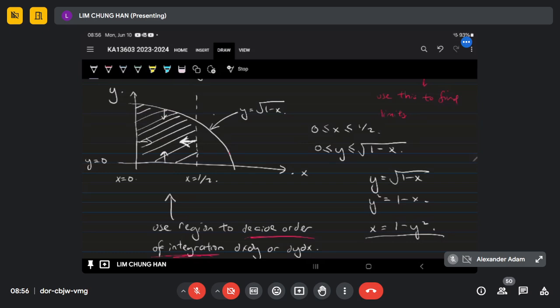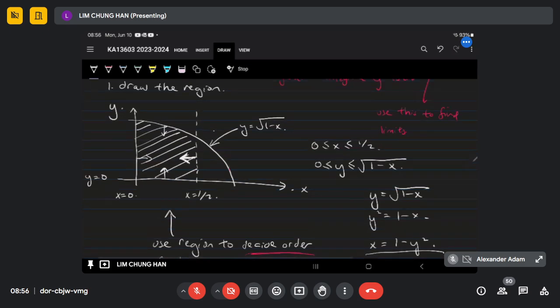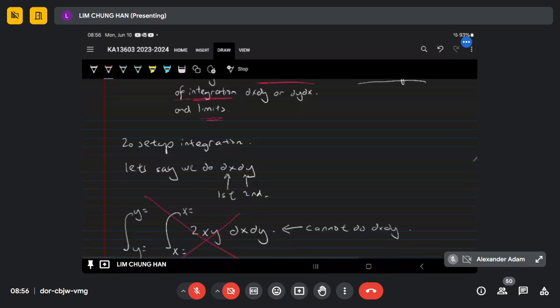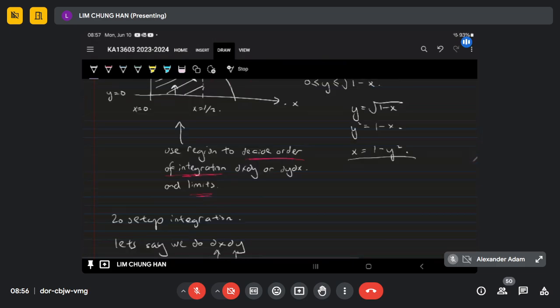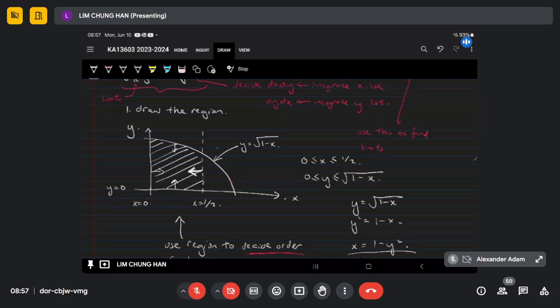Okay. So now I'm saying we do dy first. So if we do dy, that means it's dy dx. That means your first limit is y, your second limit is x. So let's do y first. y means vertical, the y axis.